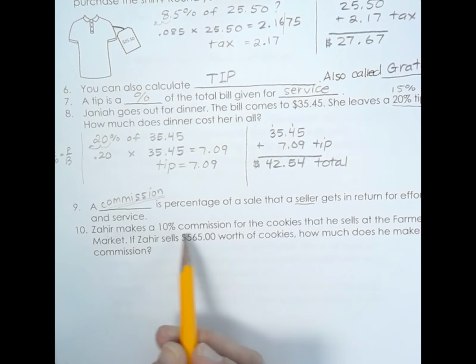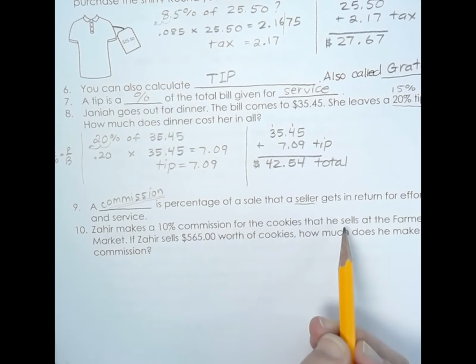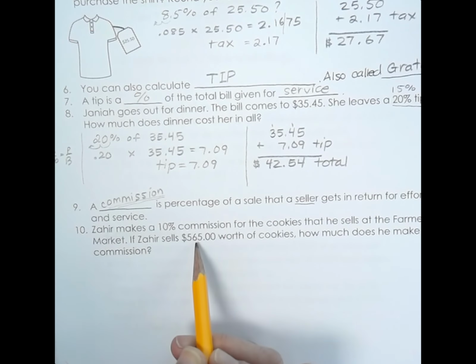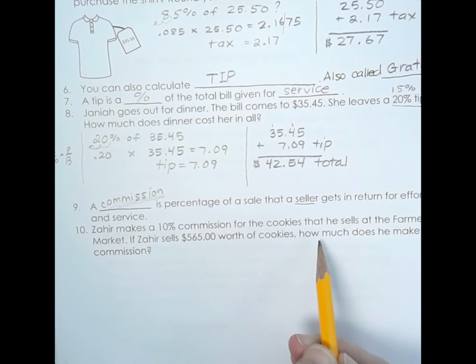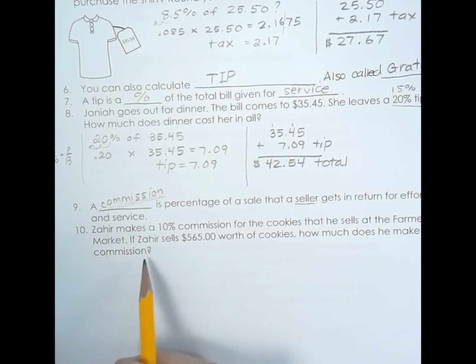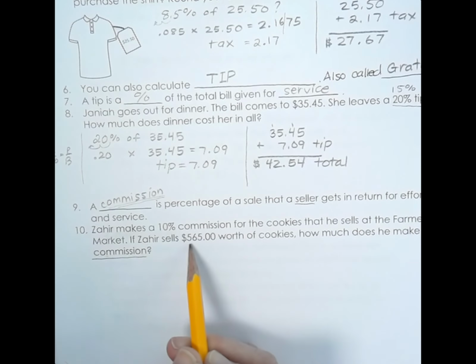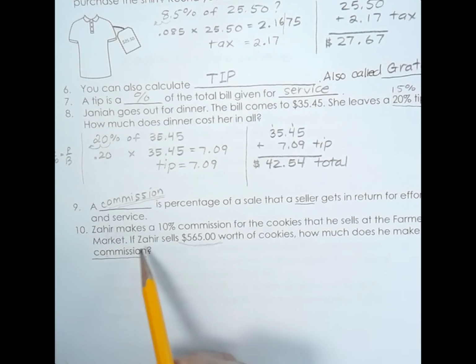Zahir makes a 10% commission for the cookies that he sells at the farmer's market. If Zahir sells $565 worth of cookies, how much does he make in commission? All right, so Zahir probably works for the people who make the cookies, so he doesn't get to keep all of this money. He just gets to keep the percentage. He gets to keep 10% of that. That's his payment for selling the cookies for the company.